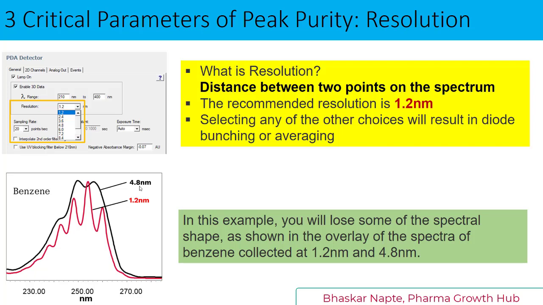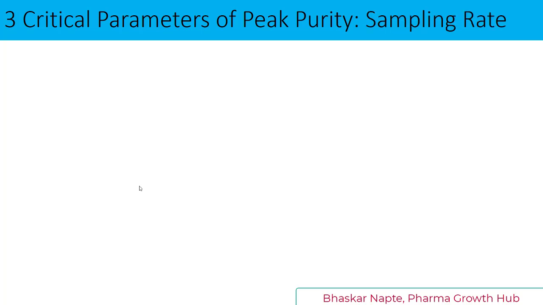You can notice that in this example there is a loss of some of the spectral shape for the 4.8 nanometer, whereas that spectral information is very much visible in the 1.2 nanometer. You will also see a small amount of lambda max shift with the 4.8 nanometer. So for that reason, the recommended resolution in the Empower software is 1.2 nanometer.